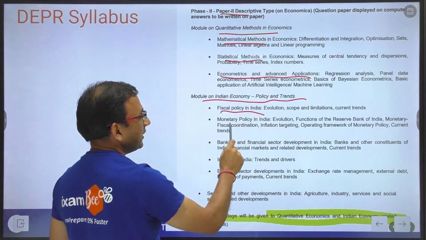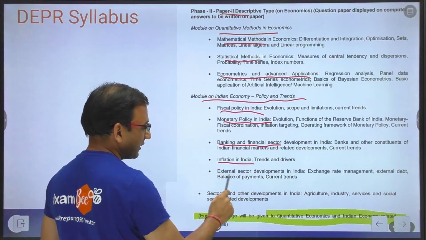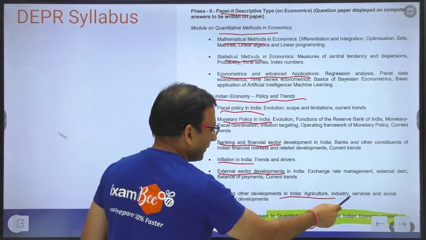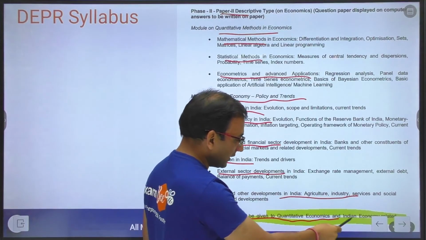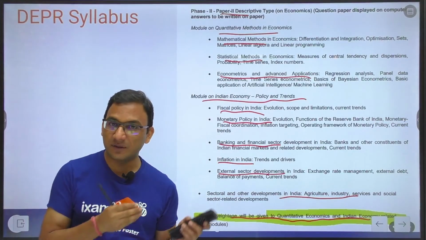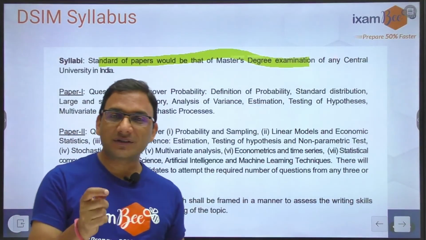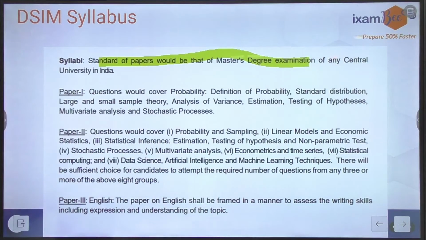fiscal policy in India, monetary policy in India, banking and financial sector development, inflation, external sector development. So all these topics you have to go into the detail, sectoral development related to agriculture, industry, etc. Equal weight is to be given to quantitative economics and Indian economics. So you can't escape some part of the syllabus. You have to study well, but you will have a choice in the exam to answer the questions because these are descriptive exams. So you can choose which questions you are picking up.